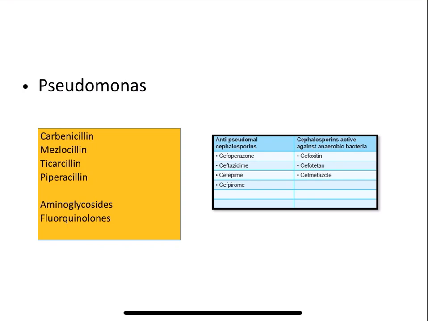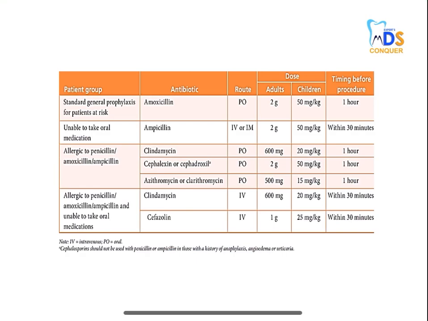Next, Pseudomonas. These are the drugs, and these are the anti-pseudomonal cephalosporins and cephalosporins active against anaerobic bacteria. This is again a chart related to it. Very important again related to antibiotics is prophylaxis, where we do give the prophylaxis. Infective endocarditis prophylaxis: have a look at each and every dose of the drugs mentioned here, in adults and in children, both oral and parenteral routes. Just note it down. It's a little memory based, but yes, it's quite important.